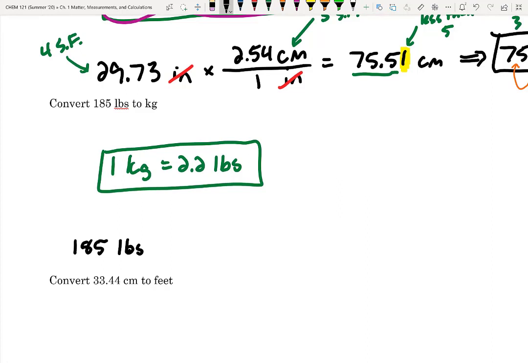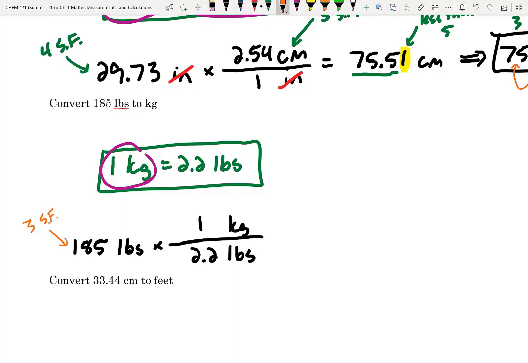And in this case, I want to cancel out pounds, so I'll put that on the bottom. That means kilograms must be left on the top. And just like before, one would go with the kilogram unit, and that means the 2.2 must go down on the bottom. This has 3 sig figs, and this number with 2.2 only has 2 sig figs. So how many sig figs should our answer have? 3 or 2? 2, exactly. We can't have any more sig figs than our number with the fewest sig figs.